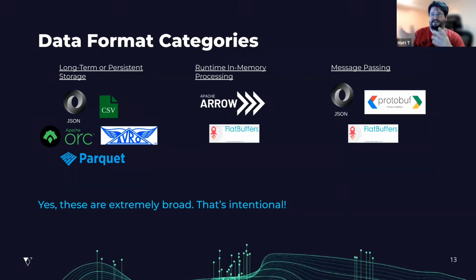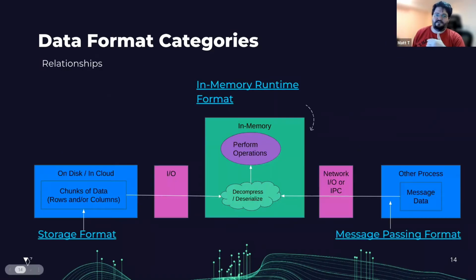Finally, you have your runtime in-memory processing, where the idea is that you can operate on that memory as it exists without having to transform it before you can operate on it. Here's how you can view the relationships between all those formats.